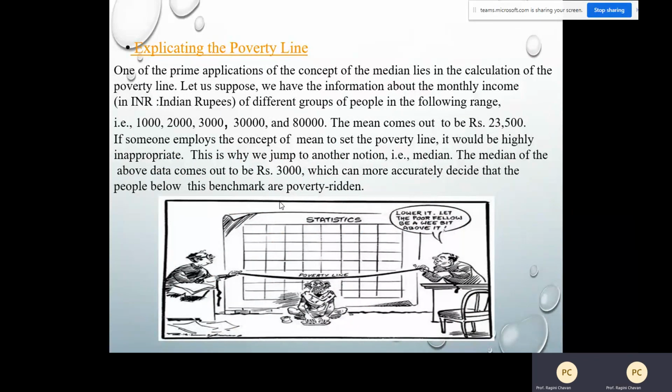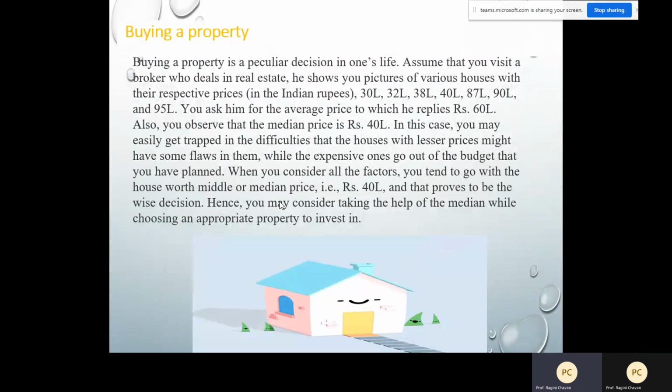This is why we jump to another notion, that is median. The median of the above data comes out to be rupees 3,000, which can more accurately decide that the people below this benchmark are poverty ridden.